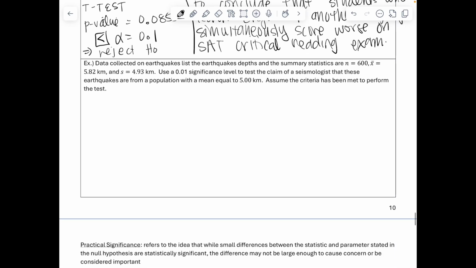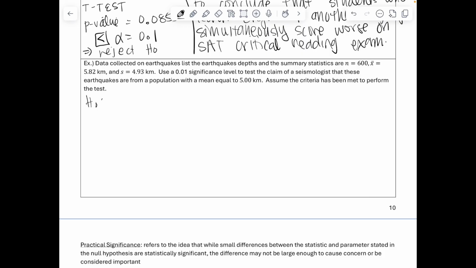So right below, we have another example that says data collected on earthquakes lists earthquakes' depths, and summary statistics are n equals 600, x bar is 5.82 kilometers, and s is equal to 4.93 kilometers. Use a 0.01 significance level to test the claim of a seismologist that these earthquakes are from a population with a mean equal to 5 kilometers. Assume the criteria has been met to perform this test.